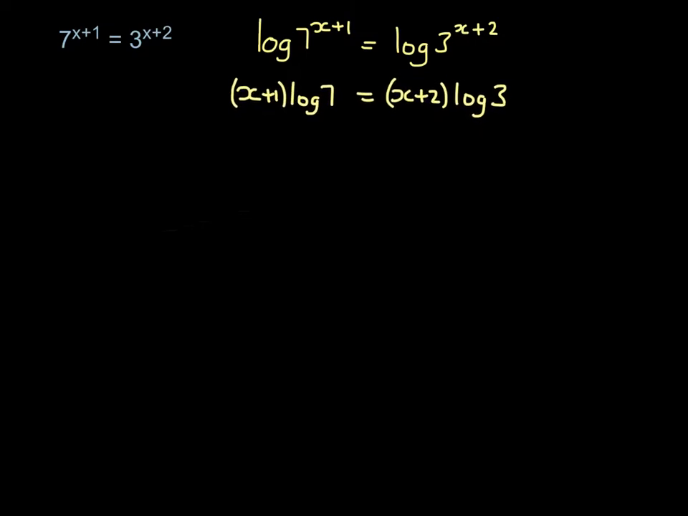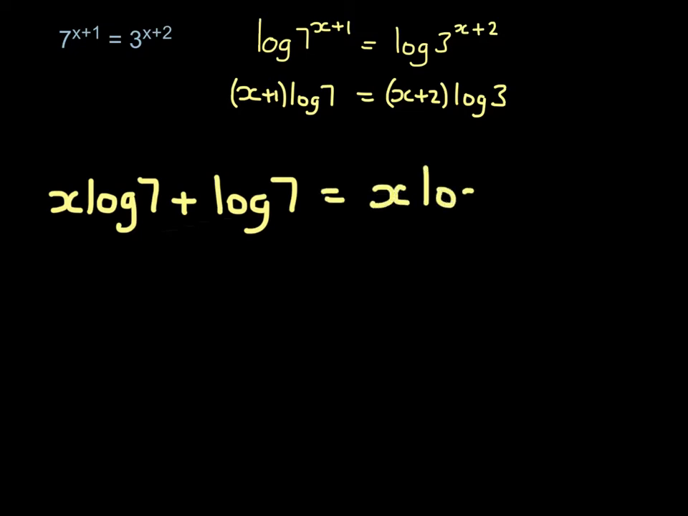So I'll multiply the x by log 7, multiply the 1 by log 7, and I do the same on the other side. So that's going to give me x log 7 plus 1 times log 7, so that's log 7, equals x log 3 plus 2 log 3.